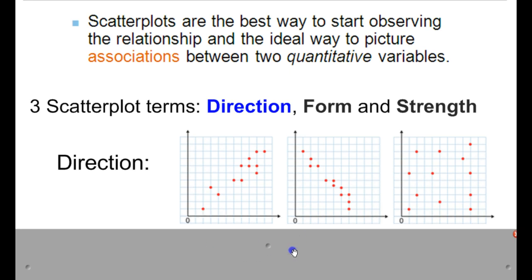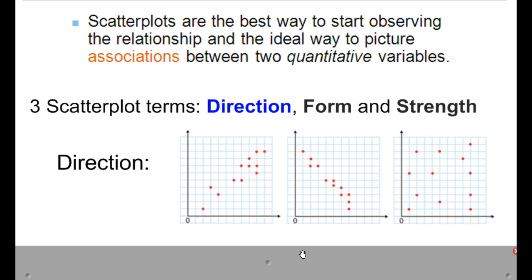And those three things are direction, and there are basically different types of direction here. So I would say that this one has a positive direction, and that just means that as x increases, this is x, and this is the y-axis. As x increases, y is increasing. As x gets bigger, the y values are getting bigger.